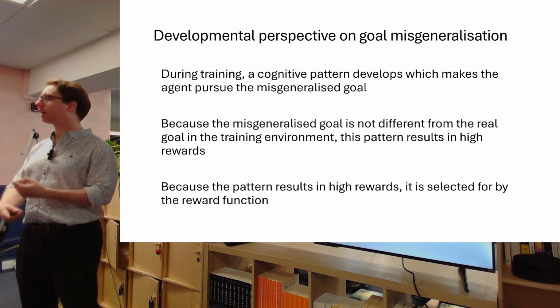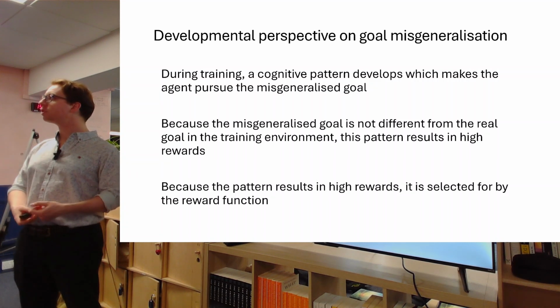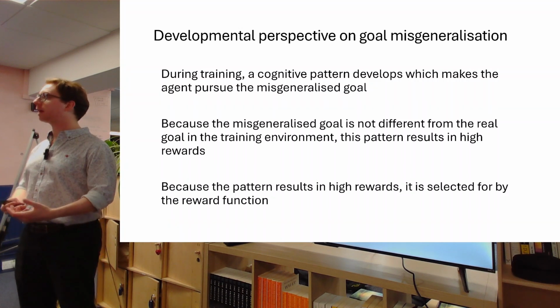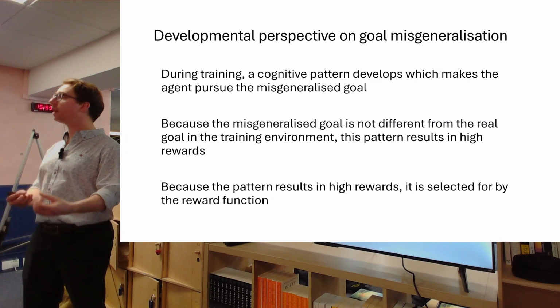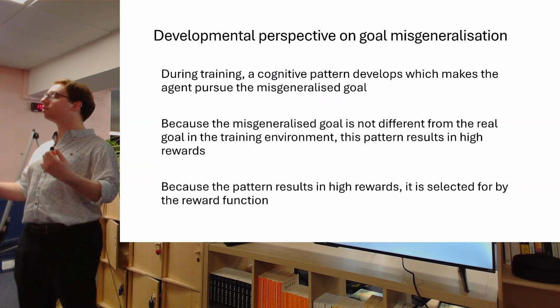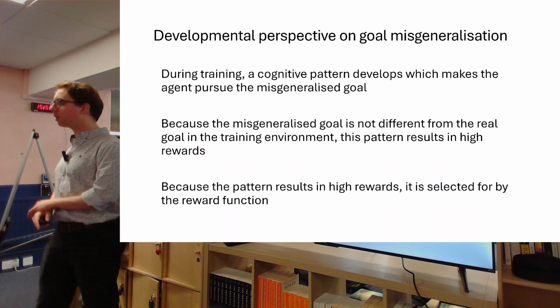So by our training algorithm, we select these cognitive patterns and they become more prevalent in the agent, and eventually they become dominant. And because there's no selection mechanism against them, there's no way to weed them out during training, because in the training distribution, they do really, really well. Does anyone have any questions before we go on?